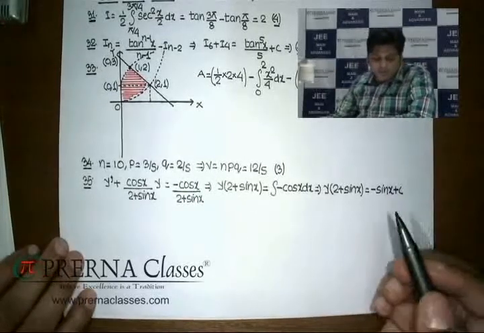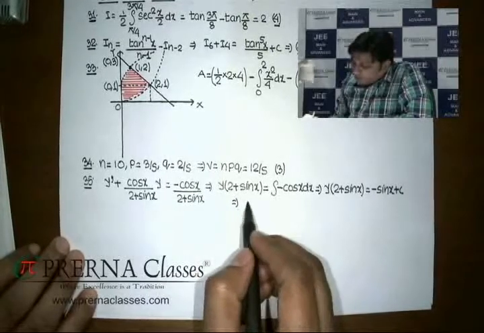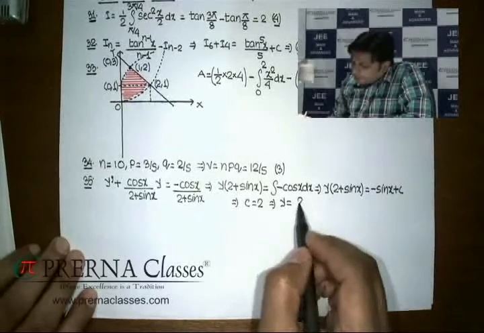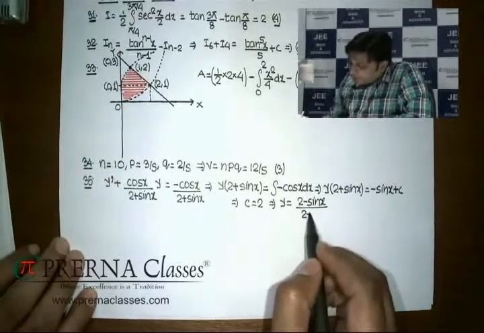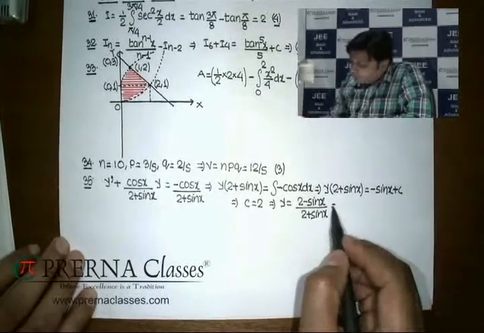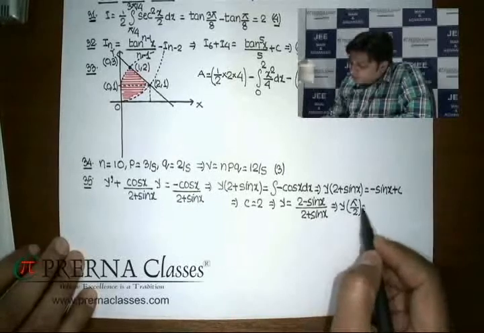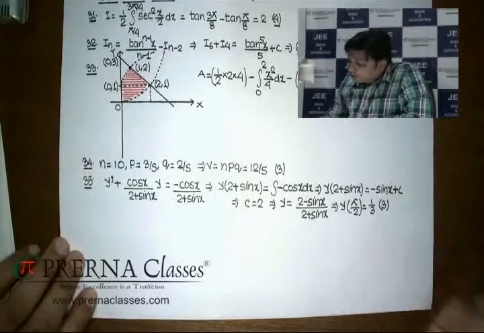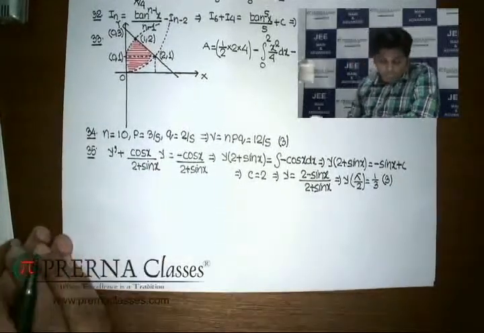When x is 0, we are given that y is 1. That is going to give you c's value as 2. Therefore, y is 2 minus sin x by 2 plus sin x. What we need to compute is y of pi by 2. That is going to be equivalent to 1 by 3, which is the third option in this particular set.